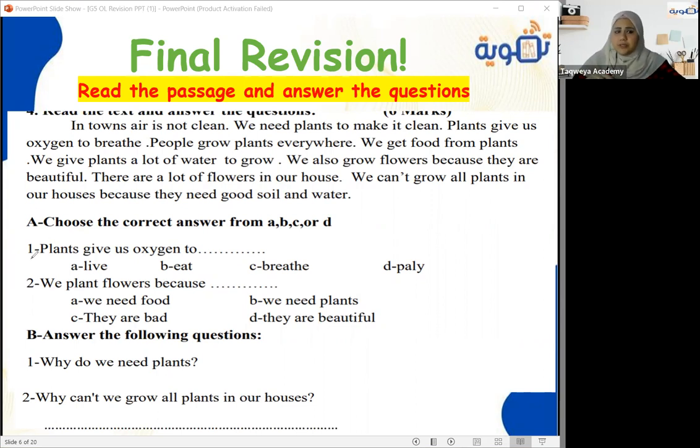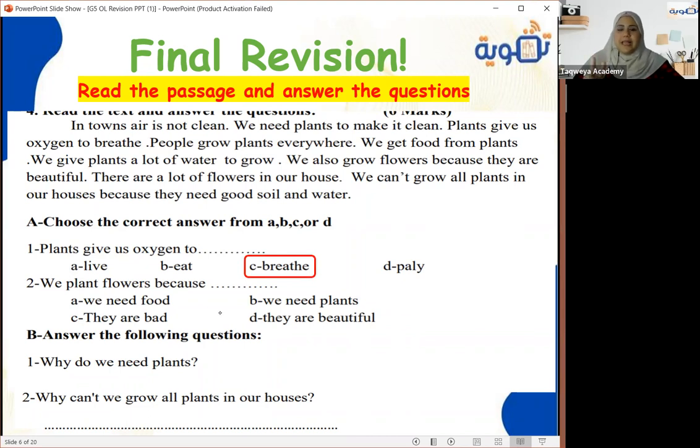So I will start with plants give us oxygen too. Let's look for that. In town, the air is not clean. We need plants to make it clean. Plants give us oxygen to breathe. Yes, thank you so much. So the first answer is breathe.